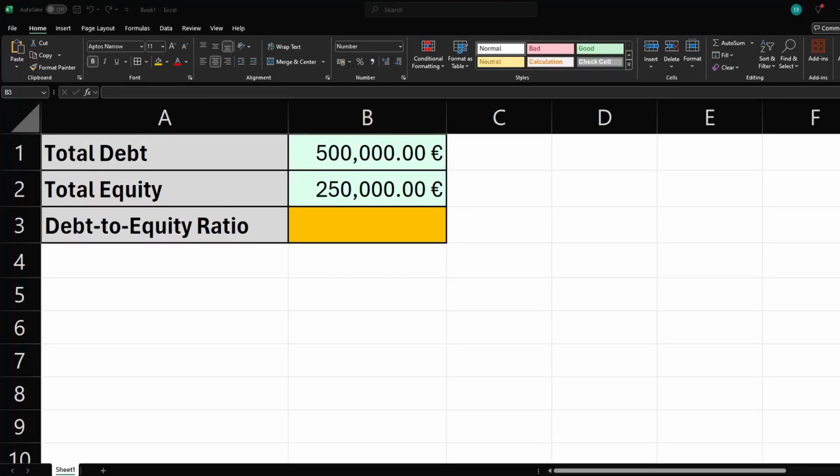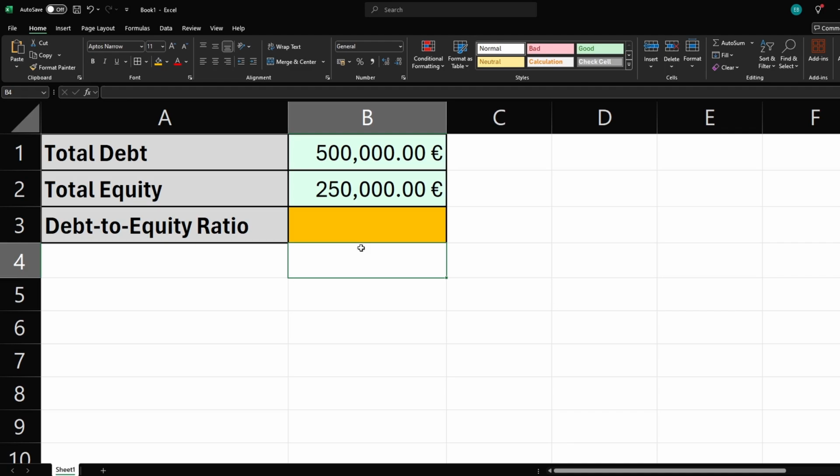Hey everyone! In today's video, we'll learn how to calculate the debt-to-equity ratio in Excel.